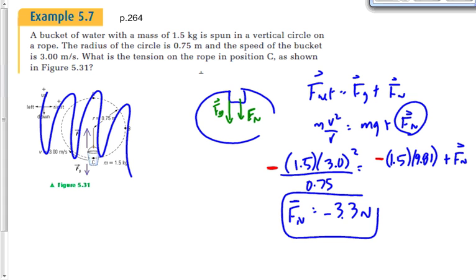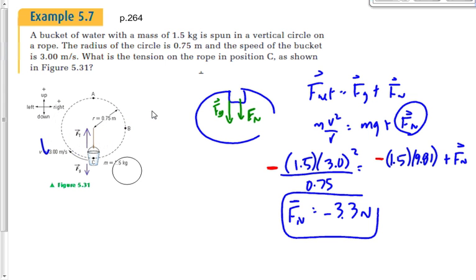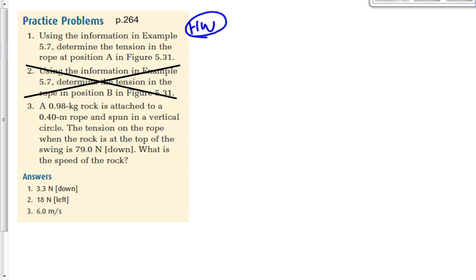Whoops. Made a mistake here, guys. Going back to the example, made a mistake here. What did I find? I found the tension in the rope, the normal force, where? I found it at position A. What was I looking for? I was looking for it at C, right? So I found the tension at the top of the circle versus the bottom of the circle. Does that make sense what I did? Okay, so let's make a lightning fast change here. Let's change this to position C, because we've already done it at position A, right?